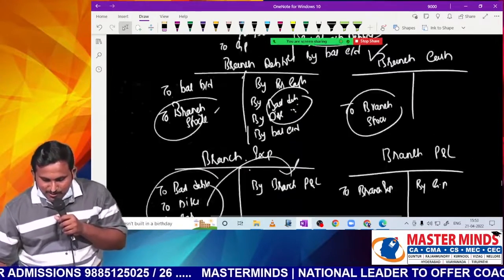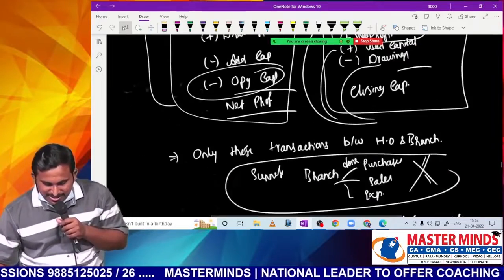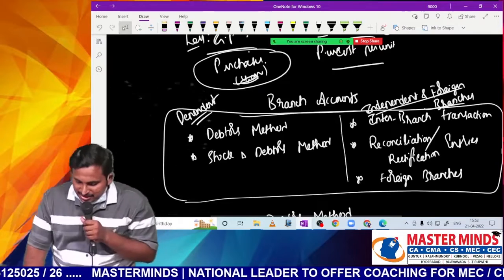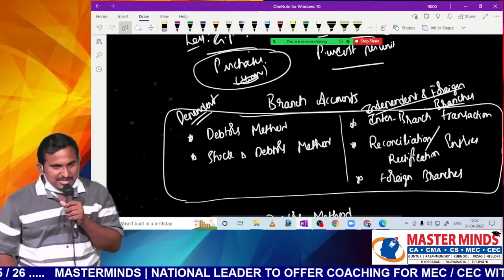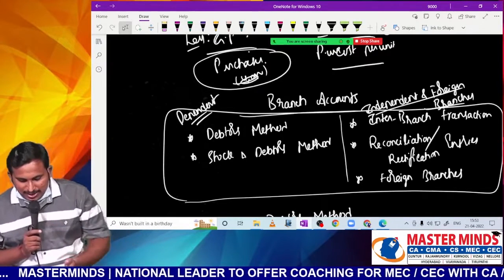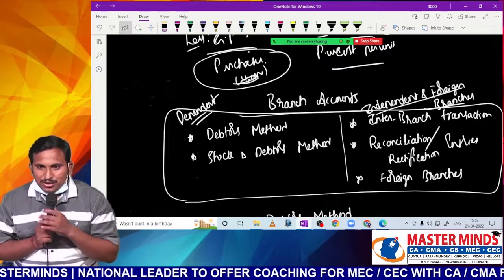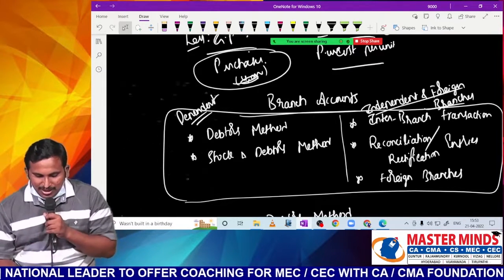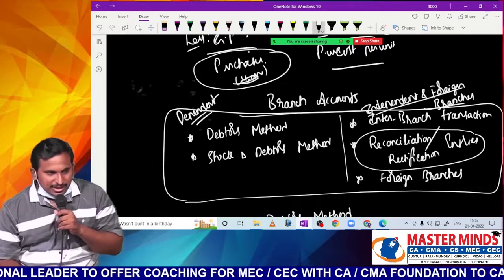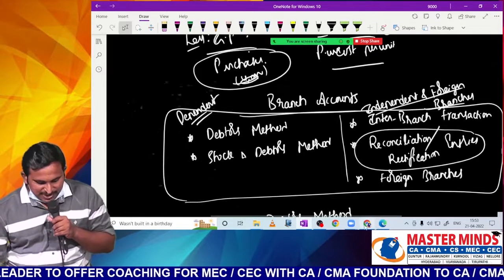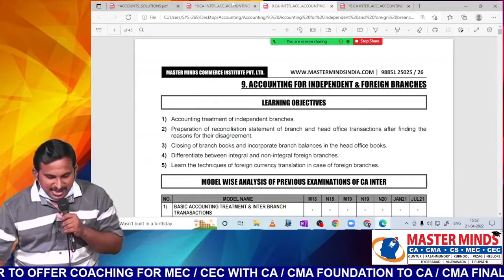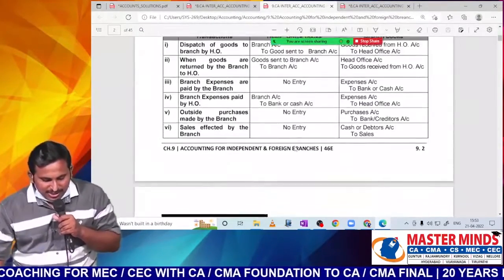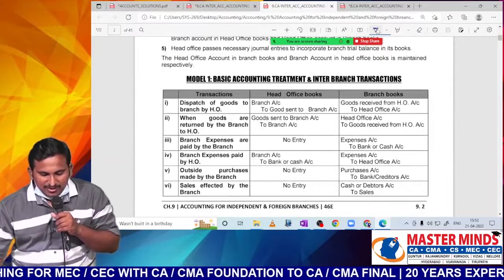What are the other aspects? One is inter-branch transactions. The other one is reconciliation or rectification entries. The last one is foreign branches. Unless we know the entries to be recorded in both the branch as well as head office, we cannot pass any rectification or reconciliation entries. First, I will discuss for various transactions what entries will be there in head office and branch. Then only we will have the clarity.